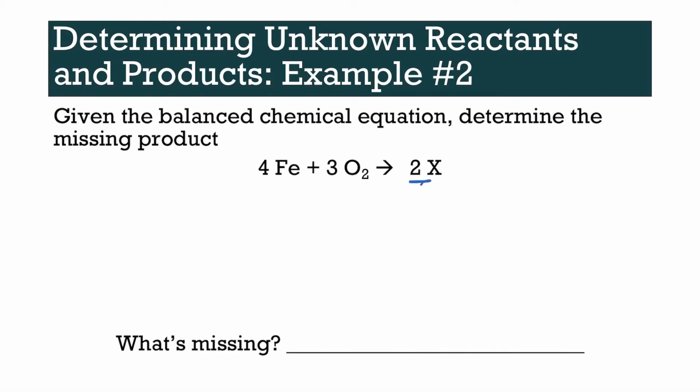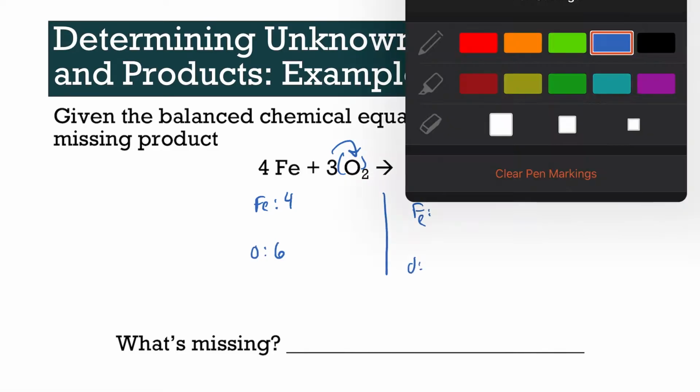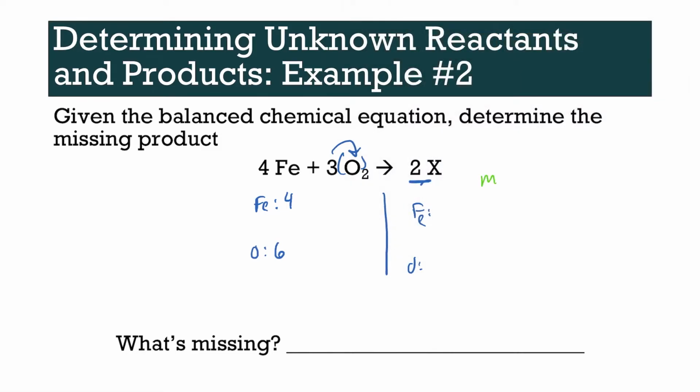This is what I was talking about before. We have 2x. So let's list what we have. We have Fe, and we have O. We're starting with 4 Fe's and we're starting with 6 O's. Remember, this goes to that. And then we're ending with nothing, except the 2x. So we are missing 4 Fe's and 6 O's.